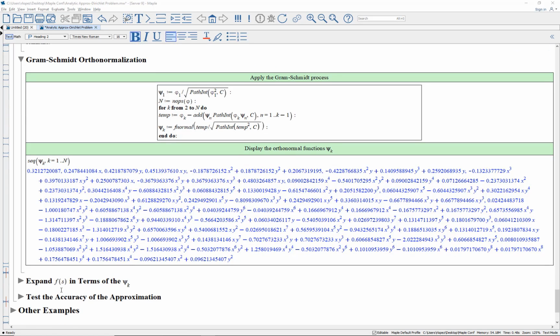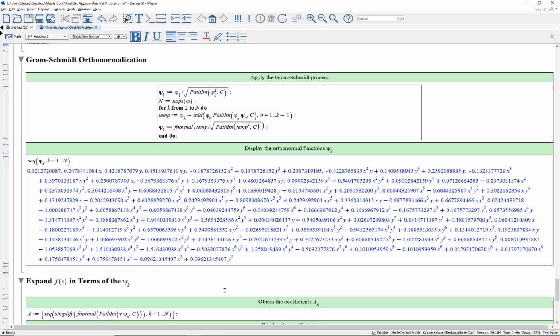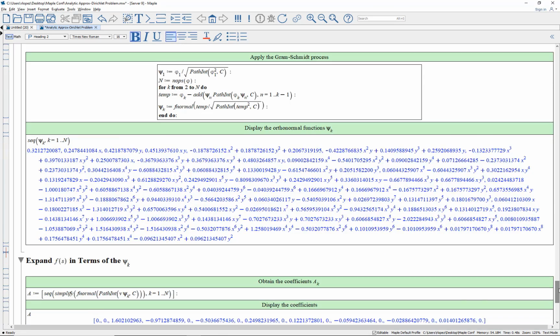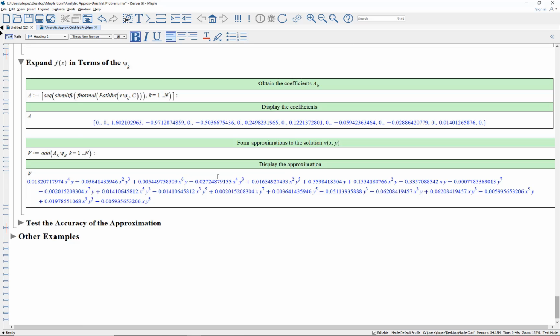Now we need to expand the boundary function in terms of the psi k's. The computations are the same, only we have to take care of round off. So here's the list of the coefficients, a sub k. You'll see some zeros interspersed amongst the non-zero ones. We form a sum, a k psi k. So this is what our approximate solution looks like.